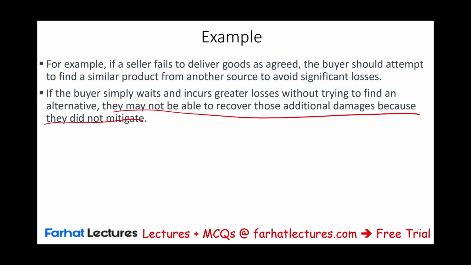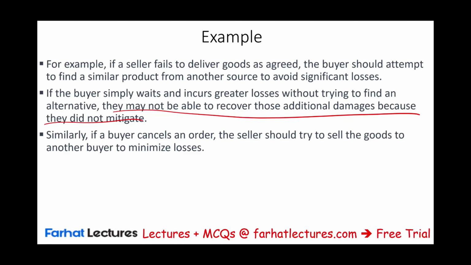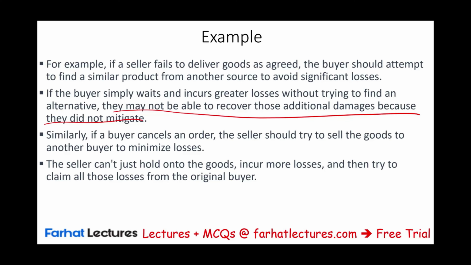Okay, yes, they did breach the contract, but you had other solutions to reduce all these losses. Why didn't you take this? So if a buyer cancels an order, the seller should try to sell the goods to another buyer to minimize losses. Same concept. The seller cannot just hold onto the goods, incur more losses, then try to claim all these losses from the original buyer. They should try to sell them and minimize the losses.